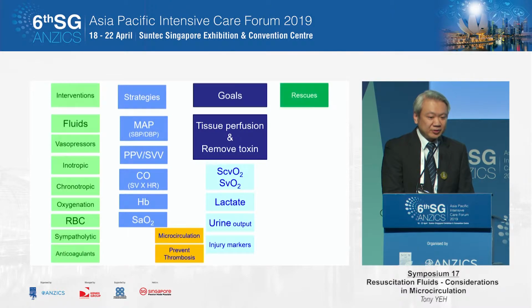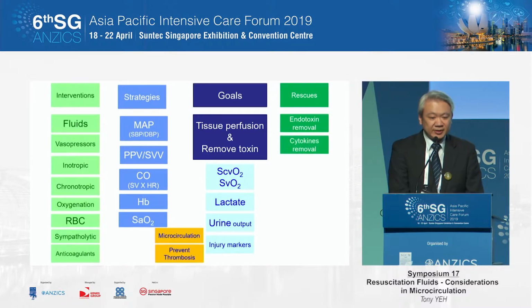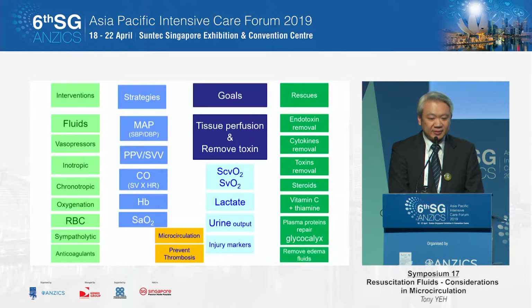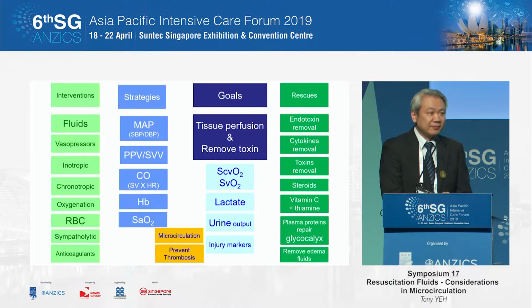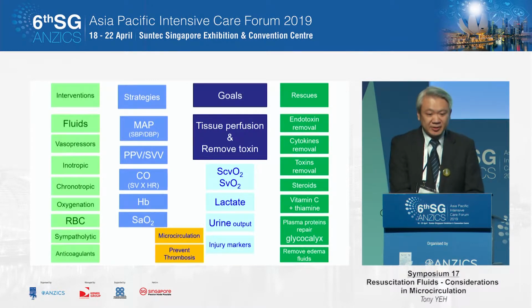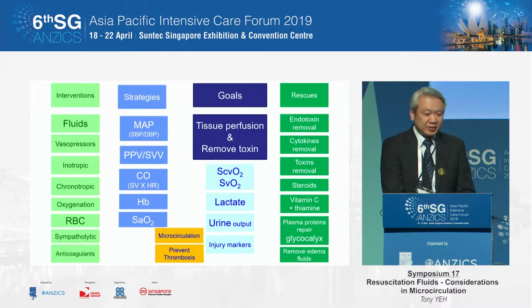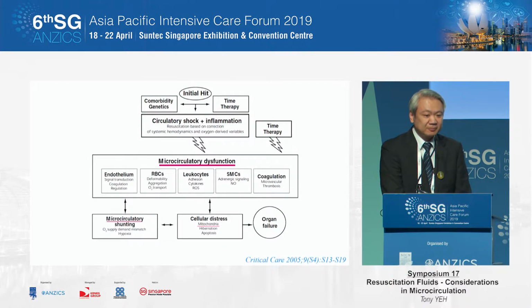And now we have more to do for rescue, because if you fail to use fluid or drug to resuscitate your patient, sometimes we think about endotoxin removal, cytokine removal, toxin removal, and steroids, vitamin C, thiamine, and many things you can do after that. So actually shock resuscitation is a very complicated situation. You always have to think about the next step: if everything is okay and my final goal is matched, or if I fail, if I have any rescues. So it's a very difficult problem, but do not worry, you just try to focus back on the microcirculation.